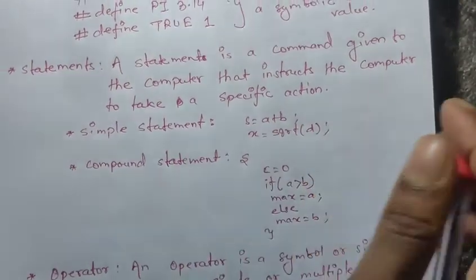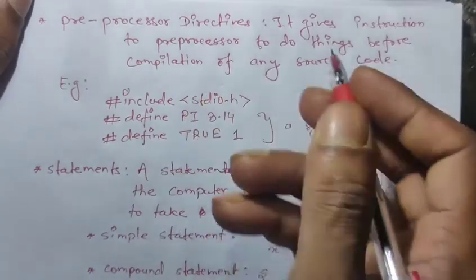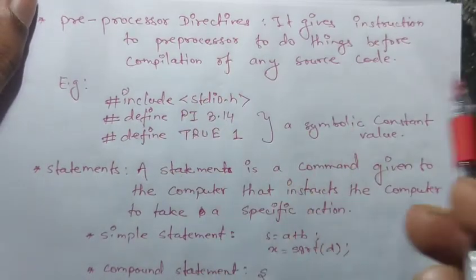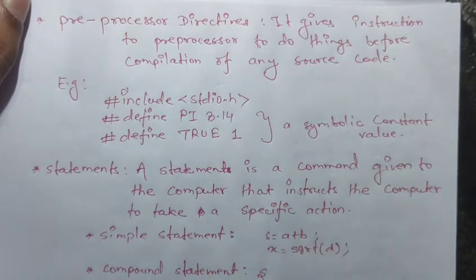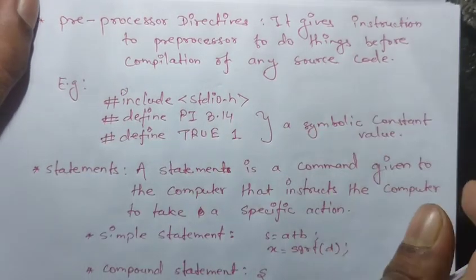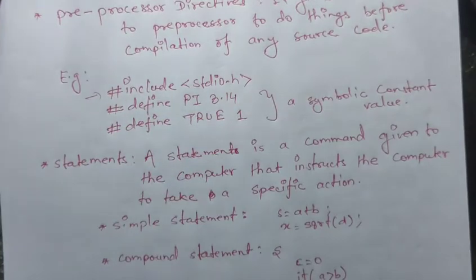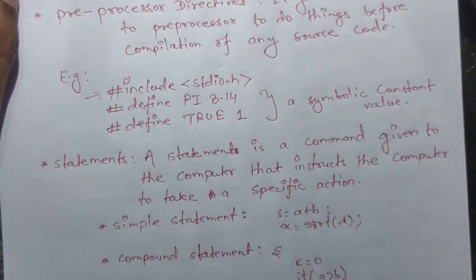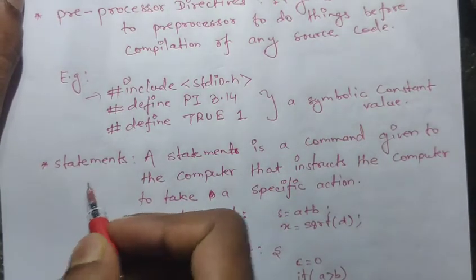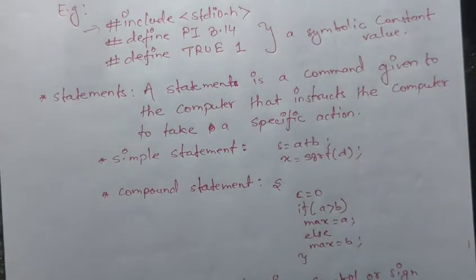So let's see something like, we already saw preprocessor directives. What was it? It gives instructions to the preprocessor to do things before the compilation of any source code. Okay, so examples we saw already. In the link section we include stdio.h. In the definition section we define variables and symbolic constants. And actually coming to the point, that is statements. So what is a statement in C programming?